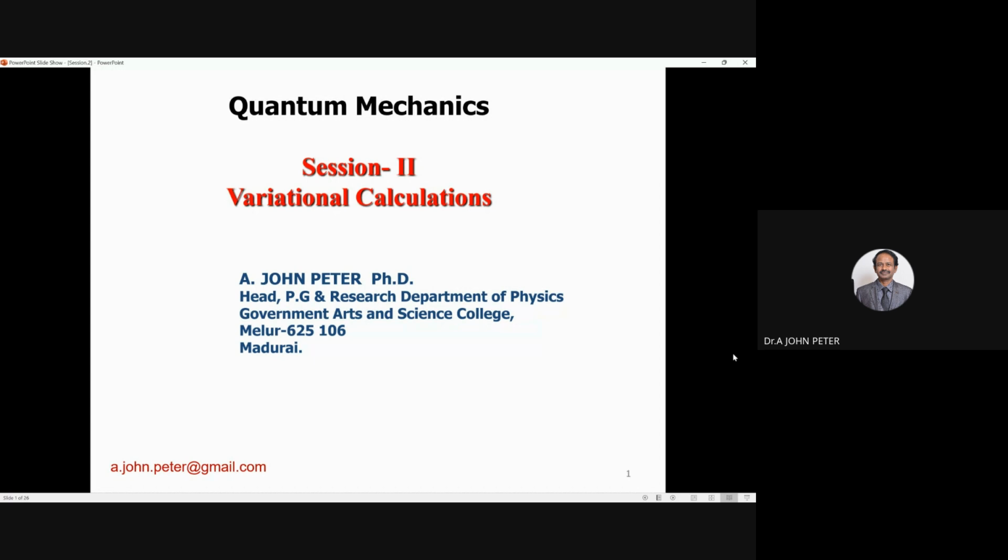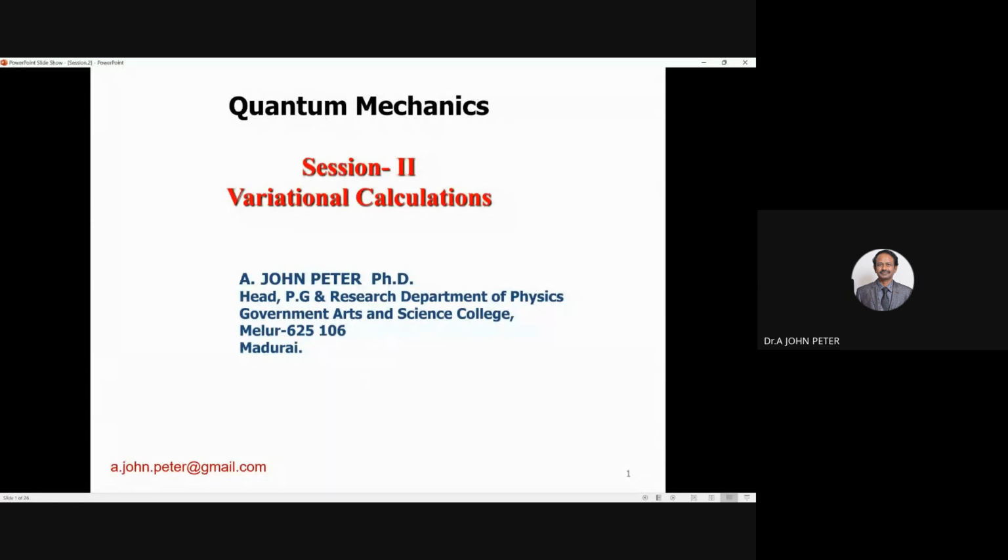Students, now we'll go to the second session. Second session is the continuation of the first session. And of course, we are going to have some practical ideas, experimental ideas. We are going to get the binding energy values of some materials. We are going to have some materials I'm going to introduce now.